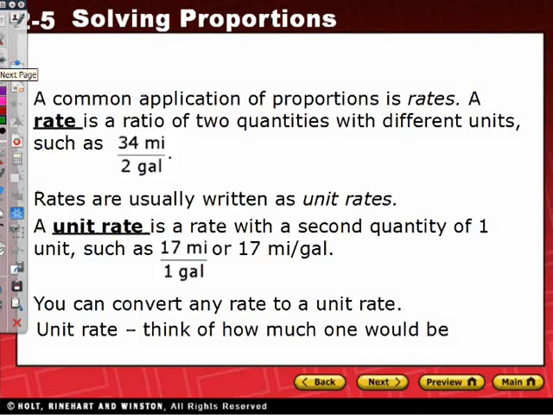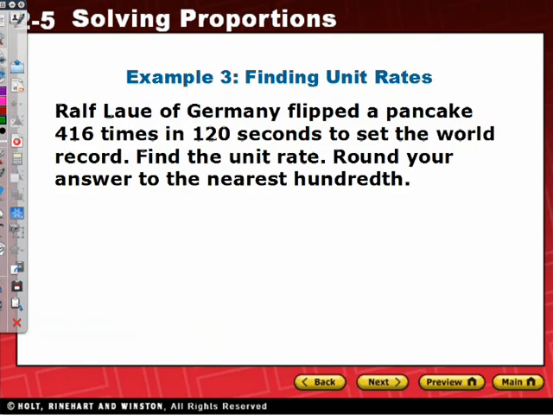Let's take a look at an example. Remember, you can pause if you need to finish writing down the definitions on page 26 of your Know It notes. Ralph Lau of Germany flipped a pancake 416 times in 120 seconds to set the world record. That's a lot of pancake flips. Find the unit rate. Round your answer to the nearest hundredth.